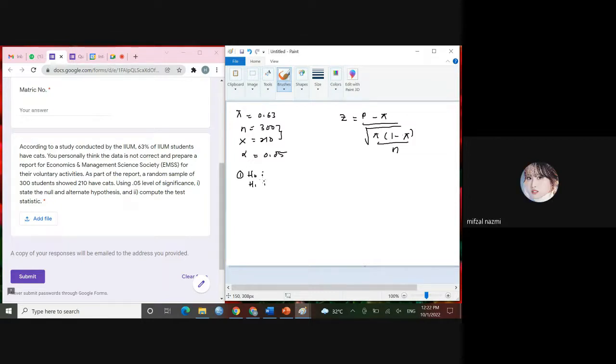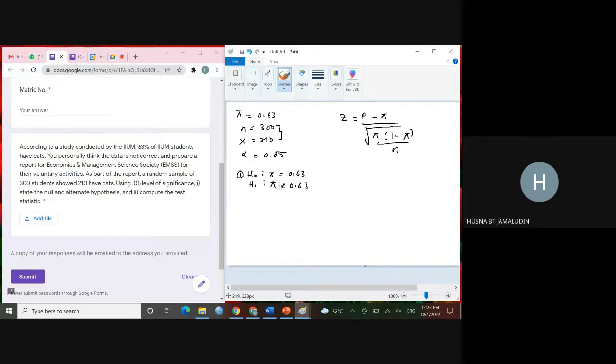H1: pi not equal to... Okay, not equal to what? 0.63. H1: pi not equals to 0.63, while the H null, the pi should be the opposite, equals to 0.63. Okay, this is precisely the hypothesis, step 1.